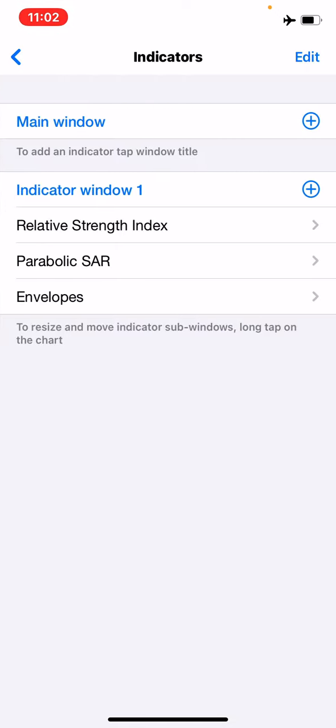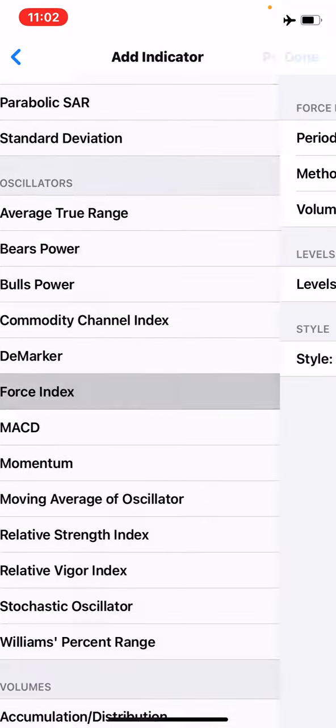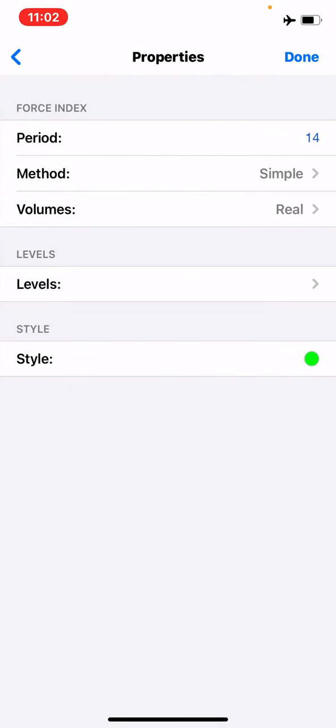And then the second last indicator is also going to go to indicator window 1, and this one is called the force index, which is pretty much a simple indicator of a period of 14, method of simple, volumes of real, color I'll choose green because I want it to blend with my parabolic SAR dots.